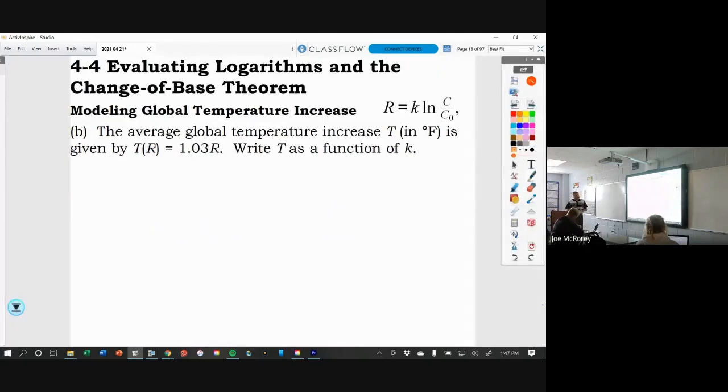The average global temperature increase T in Fahrenheit is given by T of R is equal to 1.03 R. Write T as a function of K, and this is super easy. Do we just flip it? Where is T? T of R. There's another one, there's one on top that says temperature. They're all over the place.